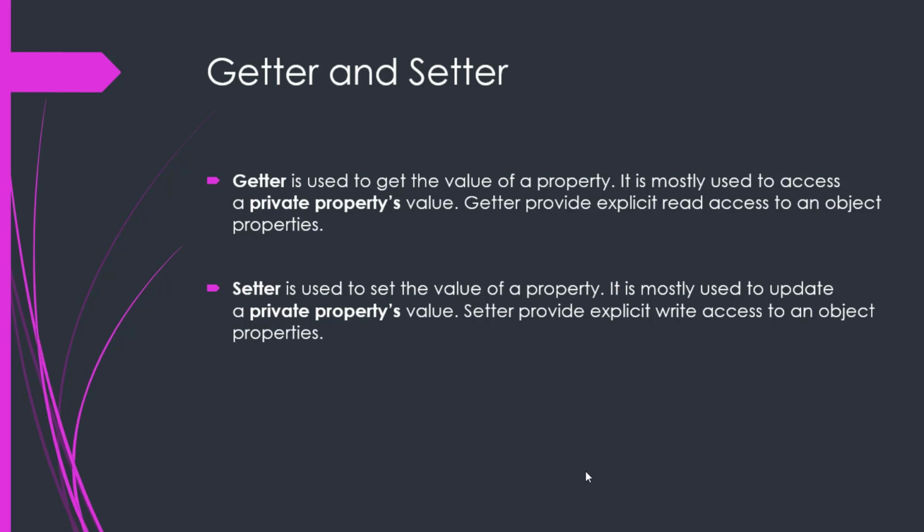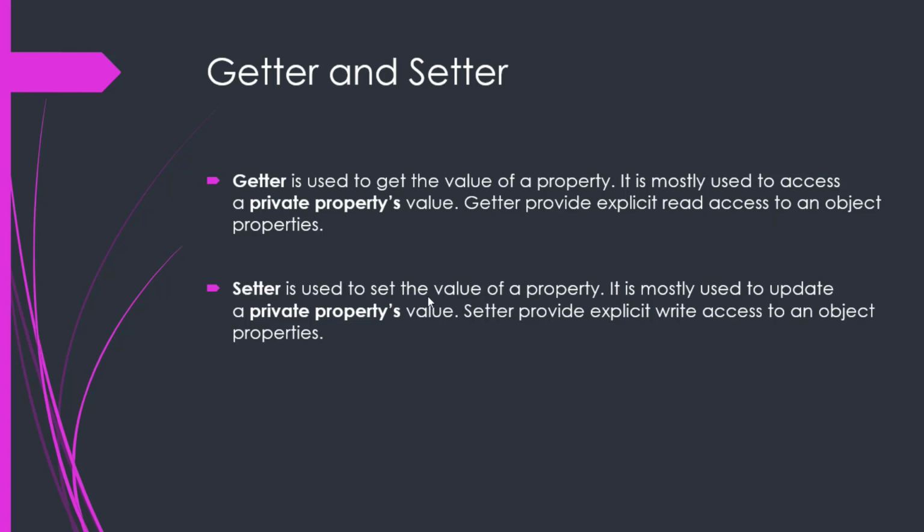Our previous tutorial was about encapsulation. Now in today's tutorial we are going to discuss what are getter and setter. Getter is used to get the value of a property. It is mostly used to access a private property's value. Getter provides explicit read access to an object's properties.